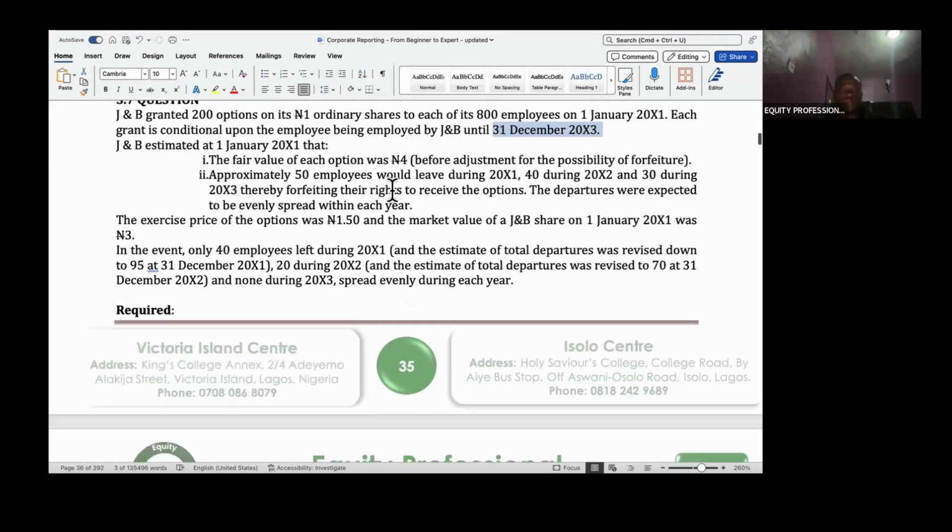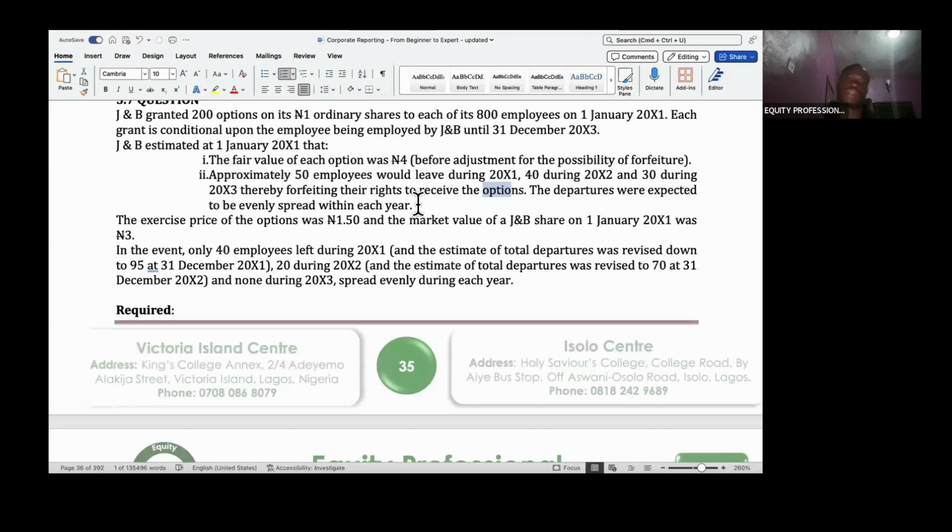We're now told that J and B estimated at 1st January 2001, which is the grant date, that the fair value of the option was ₦4. Approximately 50 employees will leave in 2001, 43 in 2002, 33 in 2003. So they will forfeit their right to receive the options. The departures were expected to be evenly spread.